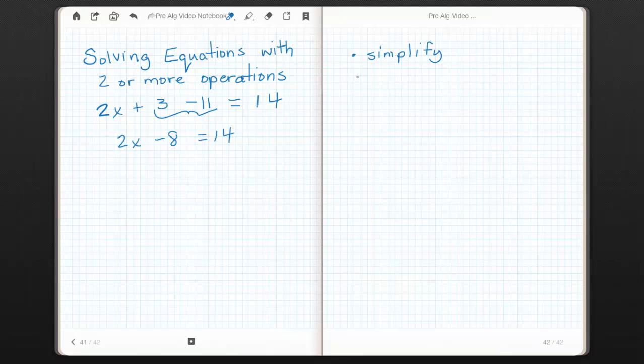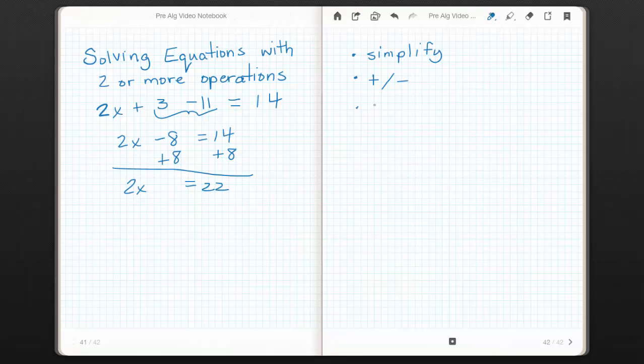So here's my next rule. The first thing you want to do is get rid of any addition or subtraction that you can get rid of. So we're going to take care of that subtract 8. We're going to get rid of that first, do it to both sides, of course. And what is left? We've got a 2x on that side, we've got 22 over here.